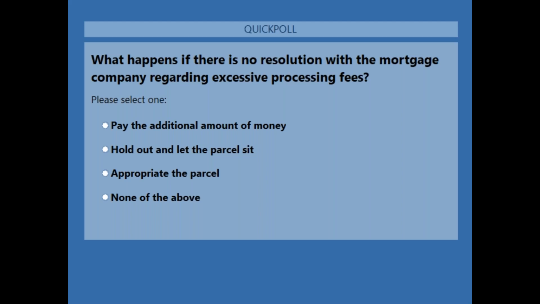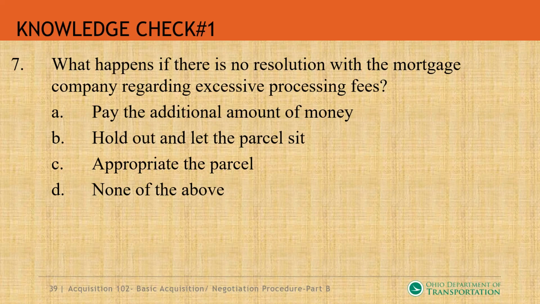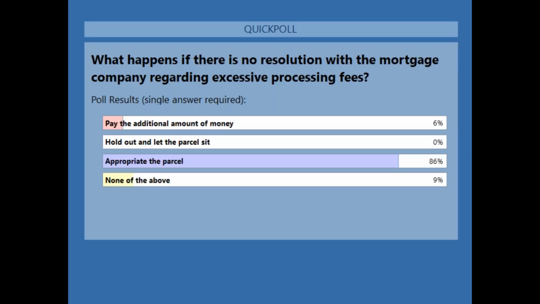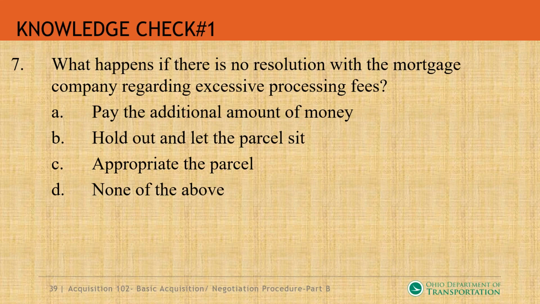Okay. So what happens if there is no resolution with the mortgage company regarding excessive processing fees? Do you pay the additional amount of money, hold out and let the parcel sit, appropriate the parcel, or none of the above? And we do have a question on that last question. So we can address that once we've finished this one. We're over 80%. 6% said pay the additional amount of money, 86% said appropriate the parcel, and 9% said none of the above. So I'll hide those responses. And the answer was appropriate the parcel.